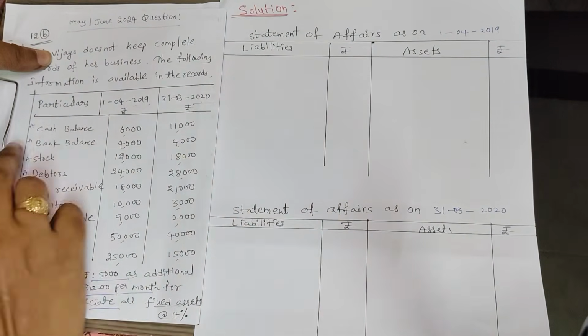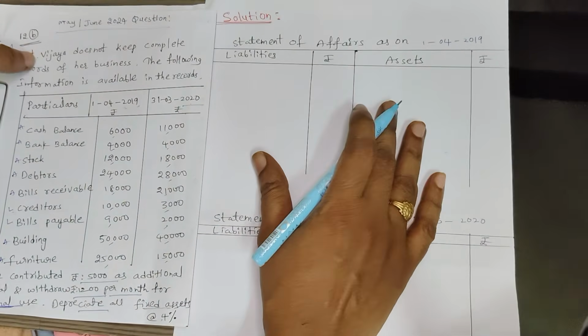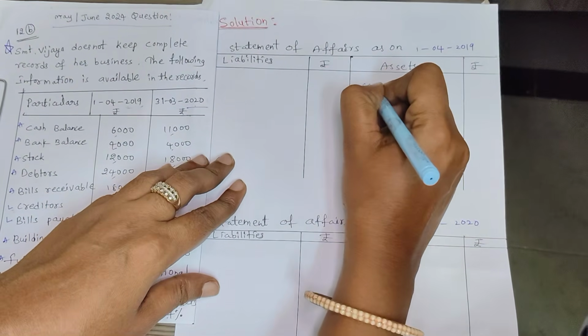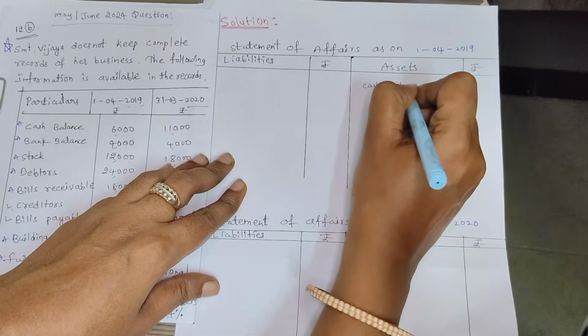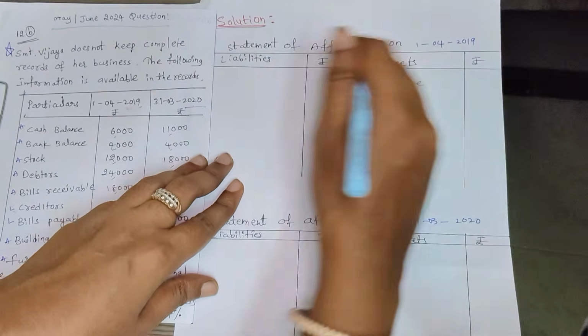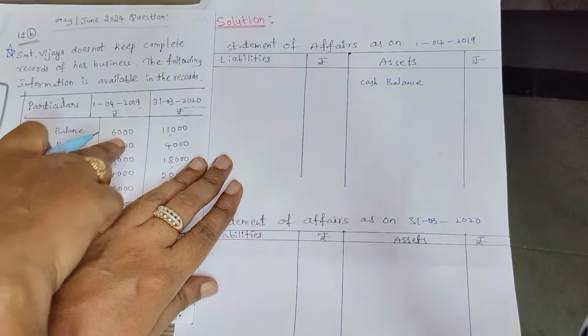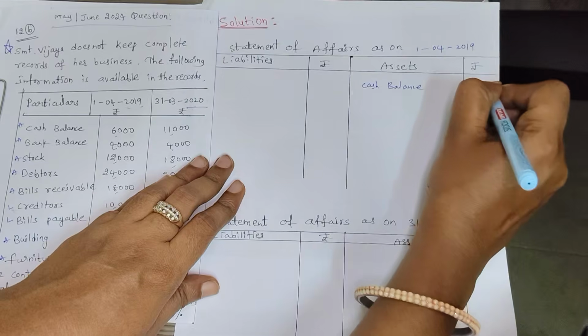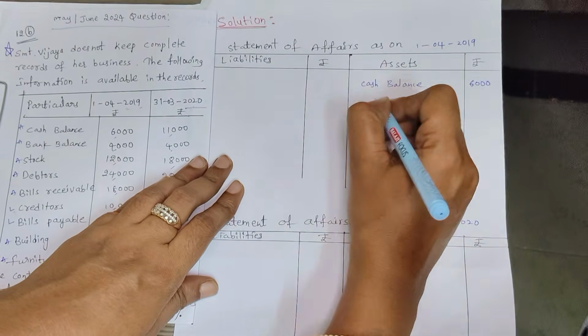Write down here cash balance. How much cash balance in 2019? 6,000. As it is, we are writing here bank balance.